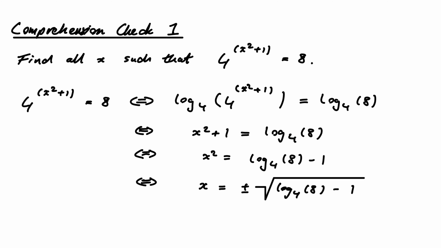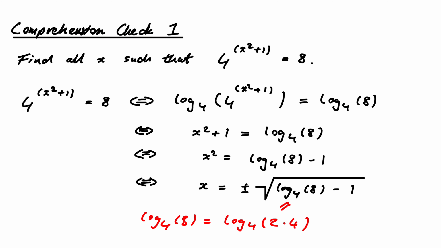Now you can simplify log to the base 4 of 8 a bit if you want. It's not completely necessary. I'll do it now just for completeness. We've got the right answer. So what is log to the base 4 of 8? Well, it's a bit annoying. I mean, 8 is somewhere between 4 to the power 1 and 4 to the power 2, so it's between 4 and 16. So what am I going to do? It's a bit confusing. But notice that log to the base 4 of 8 is log to the base 4 of 2 times 4. Okay, of course.